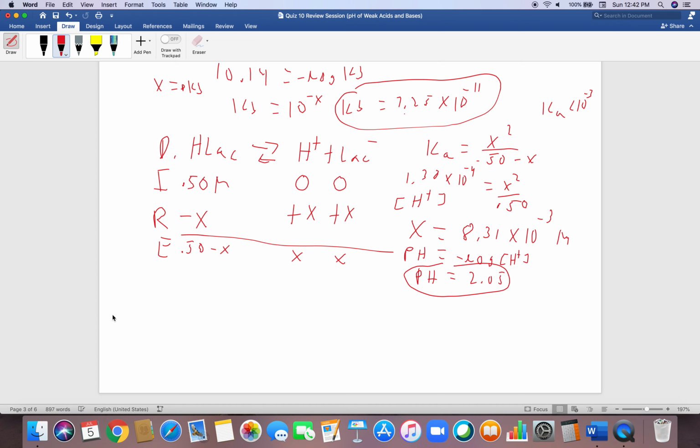And then for part E, we're asked the percent ionization for the acid. The percent ionization would equal our hydrogen ion concentration, 8.31 times 10 to the negative third, over our concentration of acid, 0.5, times 100. So this acid will ionize 1.06%. And this is a review of the terminology of weak acids and bases, the lecture notes, and some example problems. Please email me with any questions.